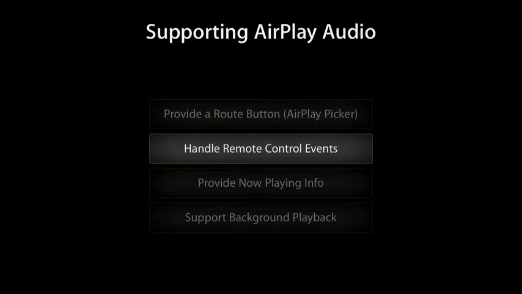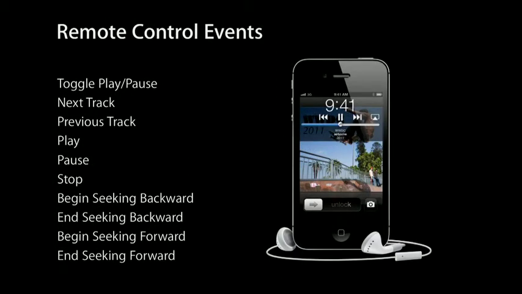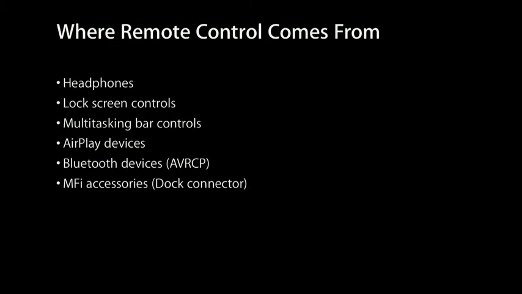The second thing you need to do is handle remote control events. There are a number of remote control events. For example, toggle play pause from the headphones, or next track from the lock screen, or any of this list of events. Most of these can be delivered from the headphones using double and triple clicks. As I've already mentioned, you can get remote control events from headphones and via the lock screen controls. They also come from the multitasking bar, from AirPlay devices, from Bluetooth devices, and from MFi accessories. With so many ways of control, it's very clear that you should support remote control.